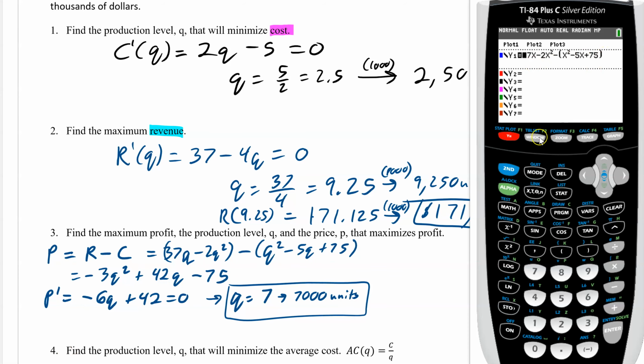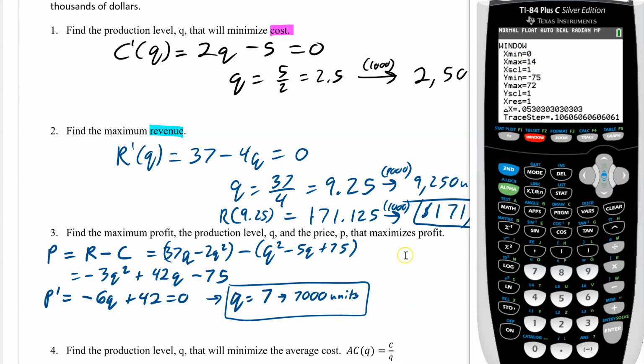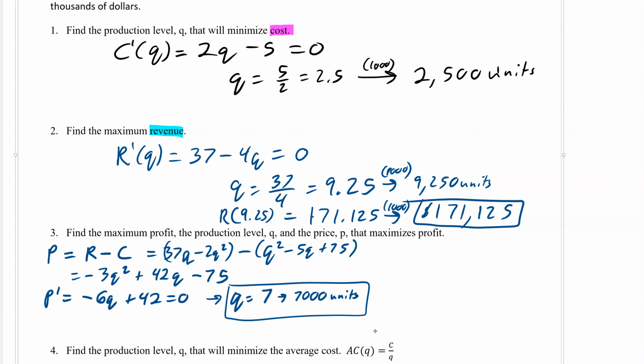So I plugged in the original function. So this is our profit function. That's revenue minus cost. So then I know it's going to go from 0 to 14 because we have 7 for our q. Graphing it gives us this, and everything looks good. So if I hit trace and 7, you can see that is perfectly our max profit, which is 72. So that means our max profit is $72,000. So if they sell 7,000 units, it will maximize the profit of 72,000.